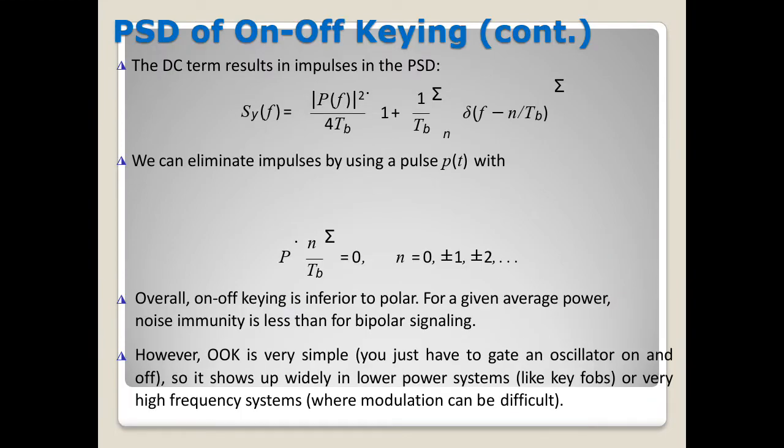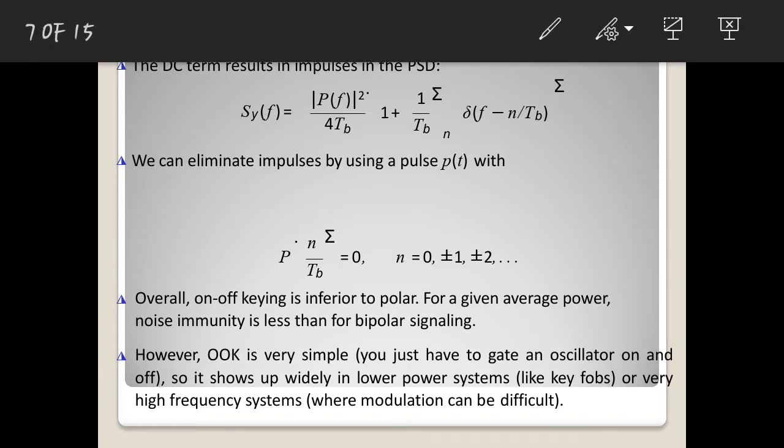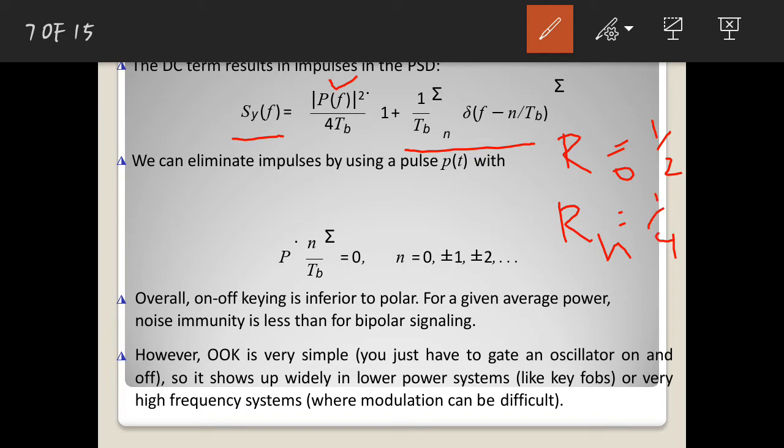How do we evaluate the power spectral density Sy of f? We know Sy of f from the first equation. It is the power sequence of your input information, the basic pulse P of f squared, multiplied by Sx of f. Sx of f has now been calculated with R0 and Rn for higher order terms. R0 is half and Rn is 1 by 4. That is what has been written in this equation, which represents the power spectral density for on-off keying.